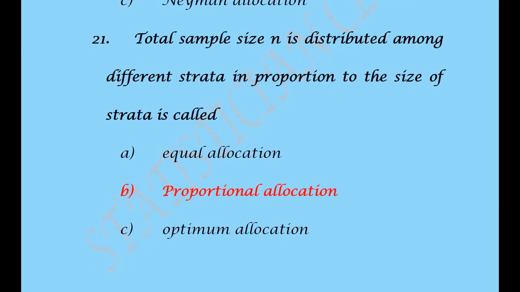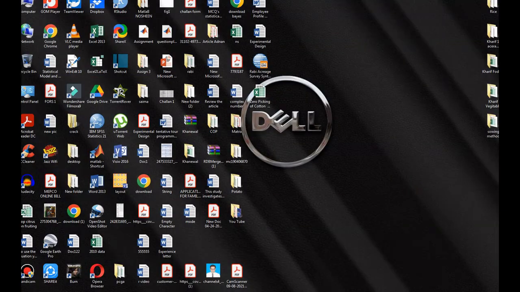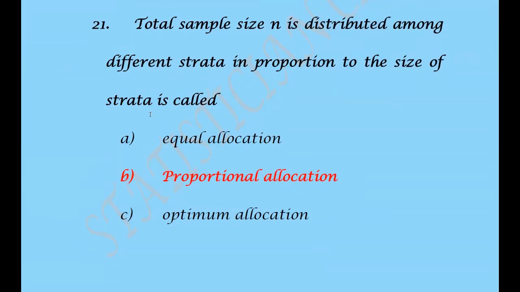Total sample size n is distributed among different strata in proportion to the size of strata. This is called equal allocation, proportional allocation, optimum allocation? The right answer is proportional allocation, because the selection of sample among different strata is based in the proportion to the size of strata.